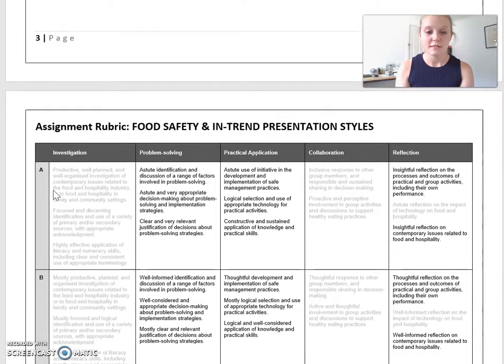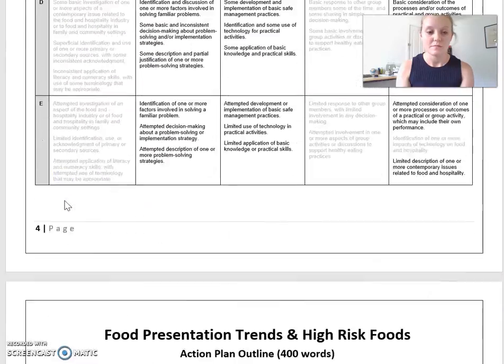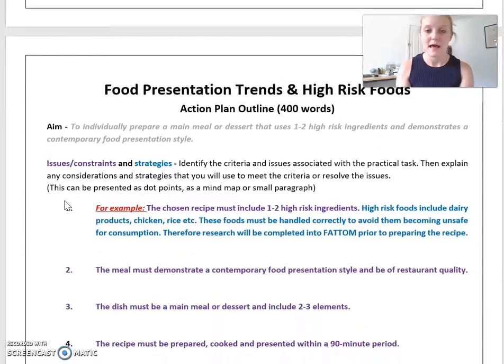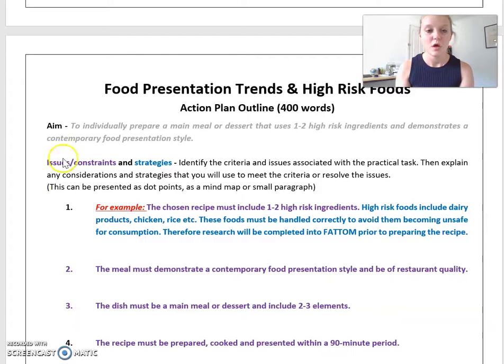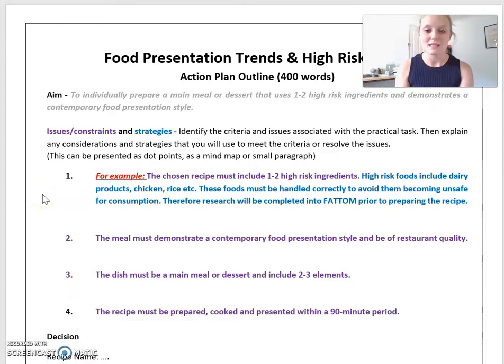So if we scroll down, this is everything you're getting assessed on, okay, your problem solving, practical, and then there's your reflection. This problem solving here is your action plan. Okay, so this is the outline for the action plan. So the aim is already here. Issues and strategies. Now, everything in purple and blue, you are going to have to rewrite and then obviously at the end get it out of purple and blue and pop it in black, okay? But it's here to support you so that you can do this properly.